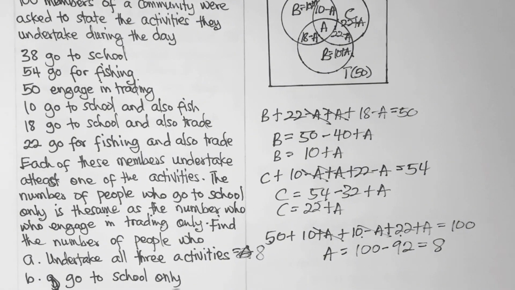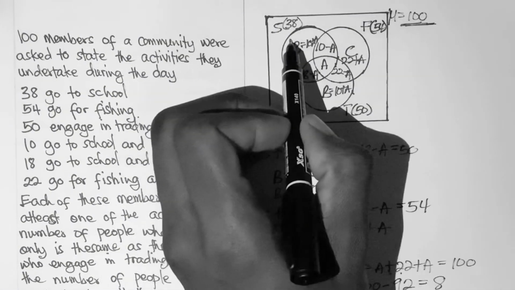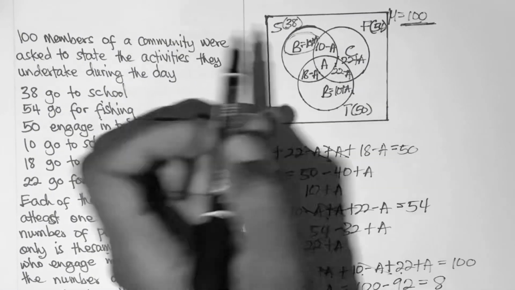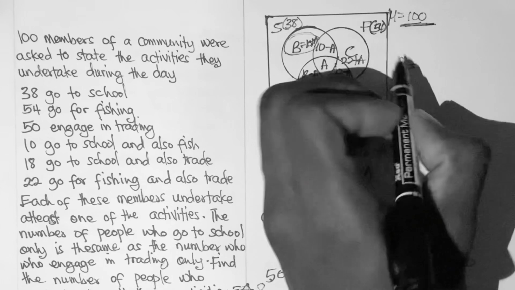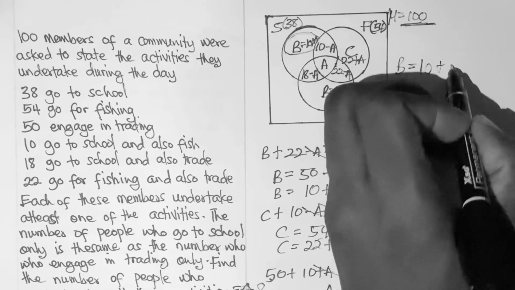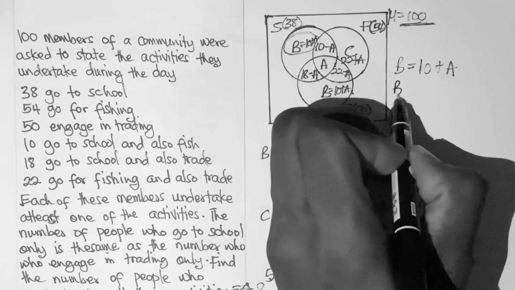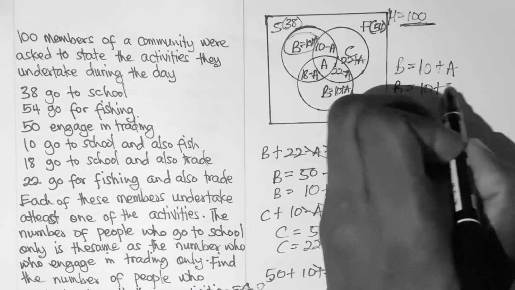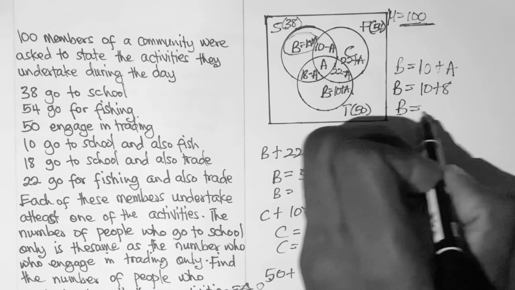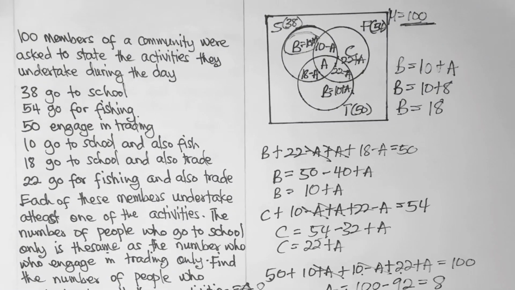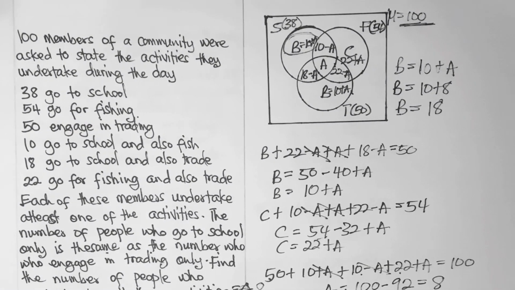Then the B part says we should find the number of people who go to school only. So it is this region, school only, B. We know that B is equal to what? 10 plus A. But we know that A is equal to 8. So B is equal to 10 plus 8. And therefore B is equal to 18. So it means that the number of people who go to school only is 18.